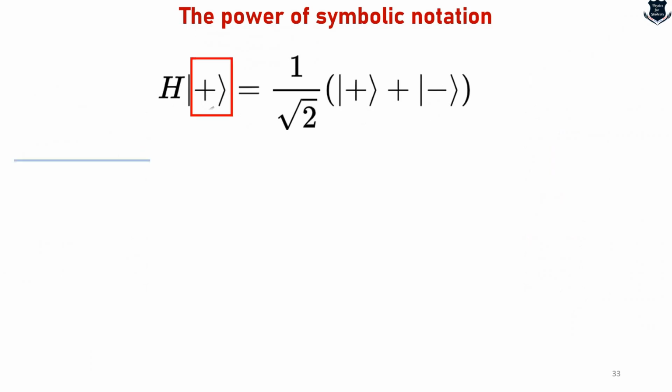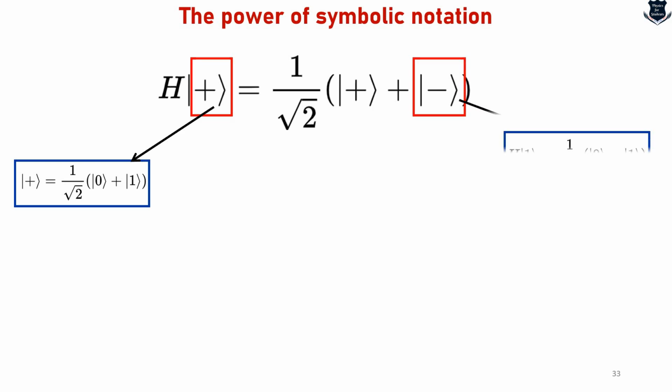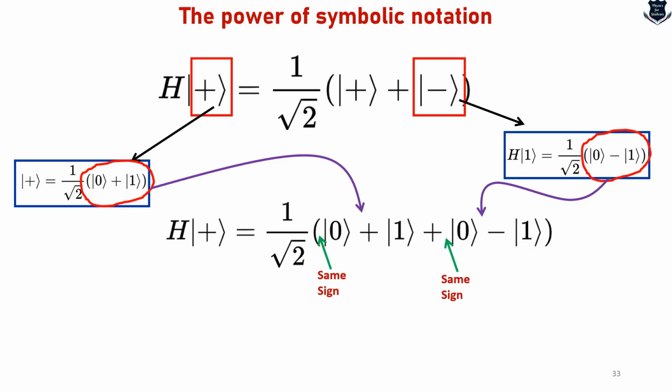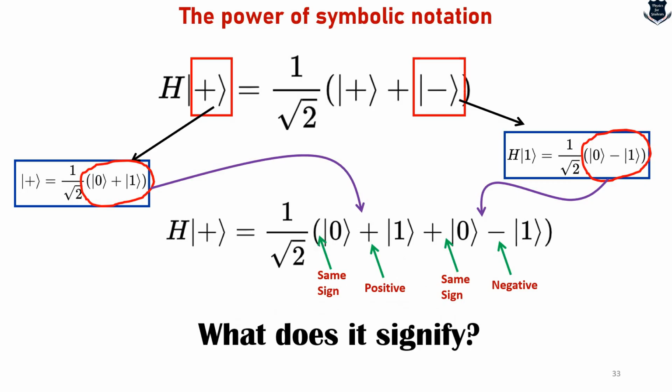So this part, as I showed you, comes from this one, and this part comes from this one. And when we rewrite this equation, it shows this. So you see that this 0 plus 1 is over here, and this 0 minus 1 is over here. Now what is very important in this equation is that the 0 has the same sign in both of them, that means positive, obviously. But you see, one has a positive and another a negative. The question is, what does it signify? Why does 0 have a positive value, and why does 1 have a positive as well as a negative value?